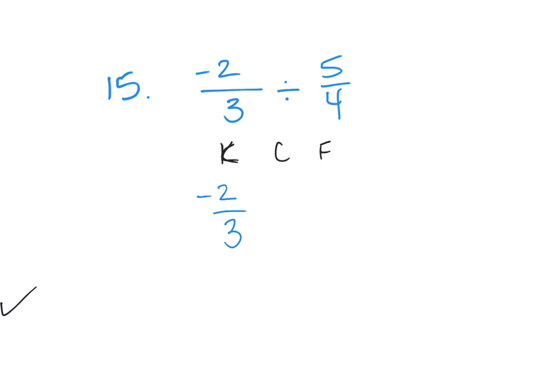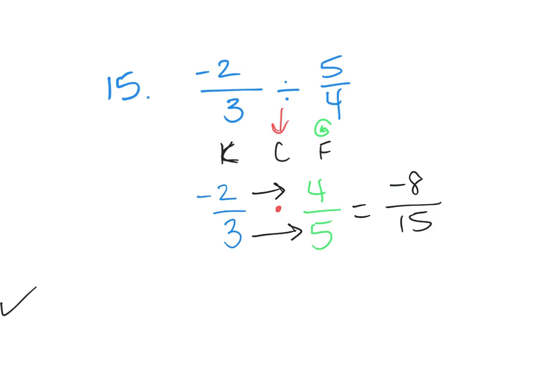Change means we're going to change this division symbol into multiplication, okay? And then flip means that we're going to completely flip our fraction on the right-hand side. So this 5 over 4 will become 4 over 5, okay? Now we have a multiplication of fractions problem. We just multiply straight across. Negative 2 times 4 gives me negative 8. 3 times 5 gives me 15.